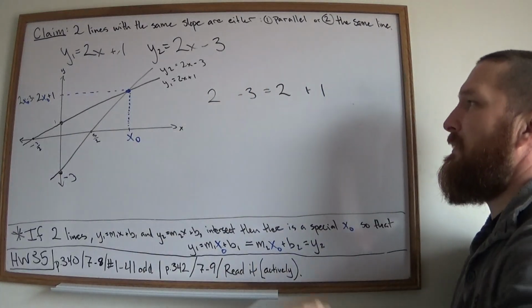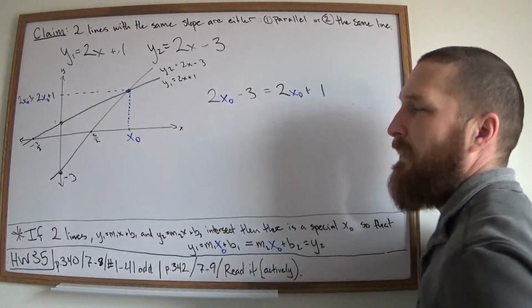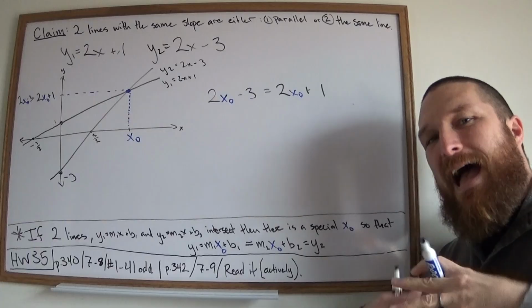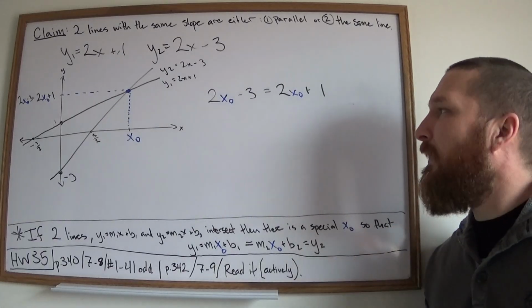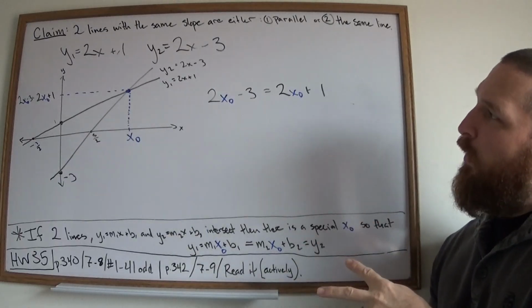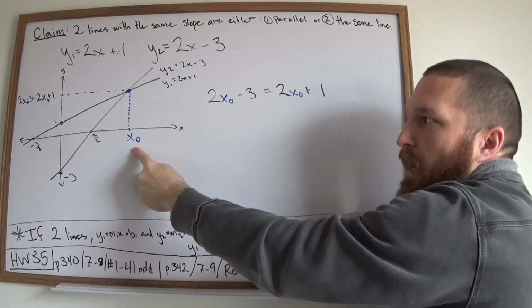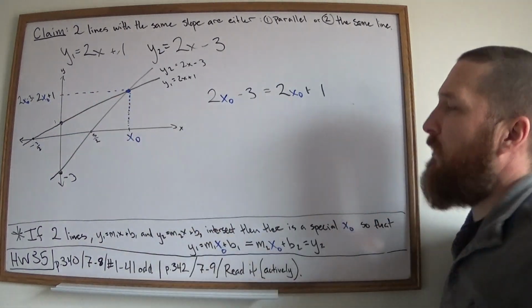And let's see what happens here. Now remember, this is a contradiction. This is not actually true, but we're going to see how this shows up. What does this look like? You say, okay, if those two lines that have the same slope actually do intersect, well, they intersect at some point, and that means that their output values are the same.